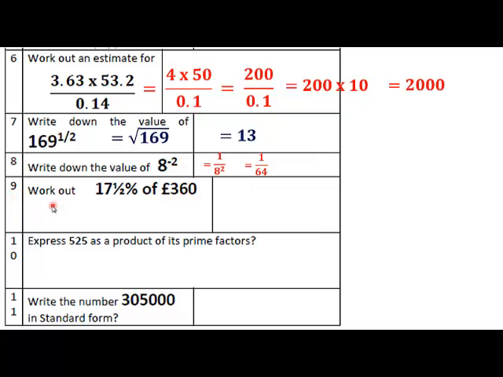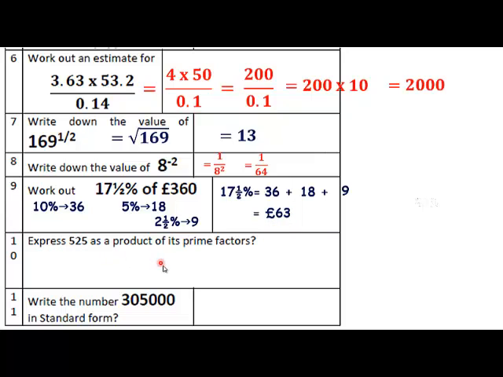Question 9. 17.5% of 360. So that's 10% is 36. 5% is 18, and 2.5% is 9. So to get 17.5%, I need 10, 5, and 2.5. So I need to add up the 36, the 18, and the 9 together to make 17.5%. I think that's going to work out at 63.